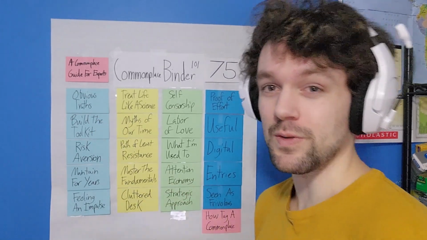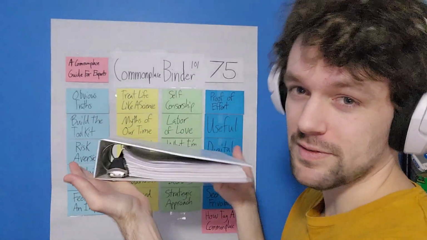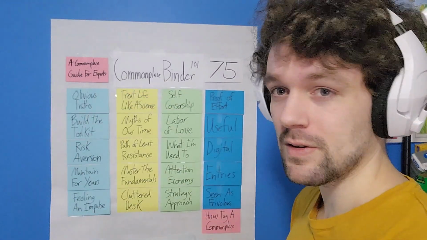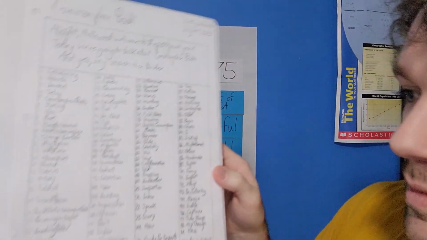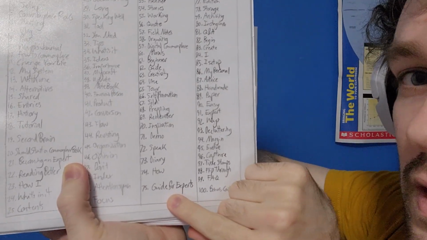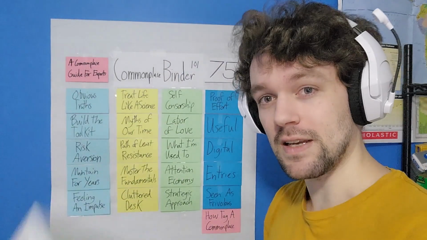Obvious truths. So this is the Commonplace Guide for Experts. No, this is the Commonplace Binder, basically a commonplace book. I'm going to set this down after we talk about the front. So it's video number 75 of the playlist. These are the 100 videos of the playlist. And if we find 75, we will see Guide for Experts. So that's what we're going to talk about today.